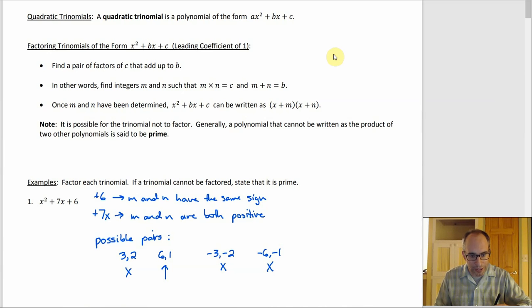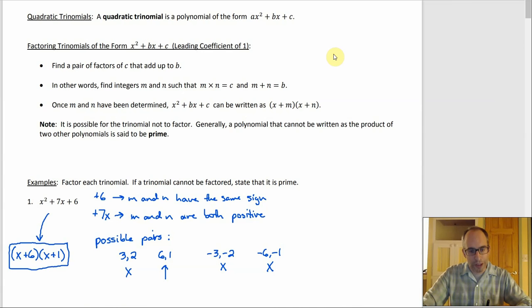So if we're going to factor this thing, I guess I'll have to move this over slightly so I have enough room. It's going to be x plus 6 times x plus 1. And that's the answer, right? So from the plus 6, we said, got to have the same sign. But then with a positive middle term, that means they both have to be positive. So then the only pairs of factors of 6 that are positive are 3 and 2, and 6 and 1. And then we just have to pick the one that adds up correctly to 7. So that's the 6 and 1. And that's pretty much it.